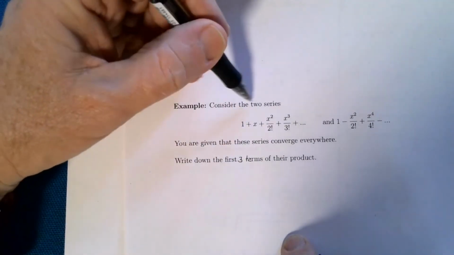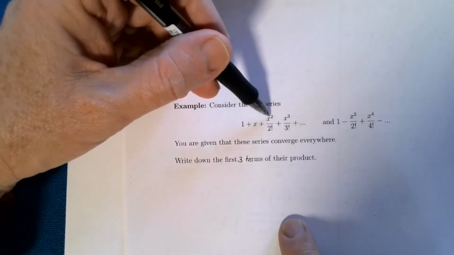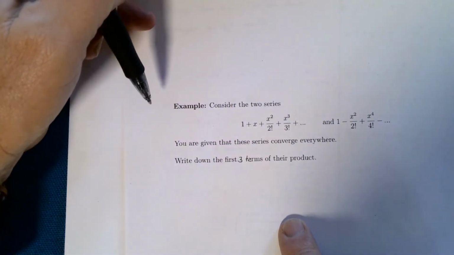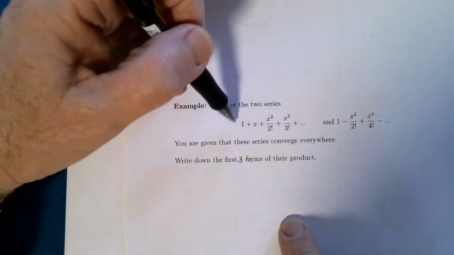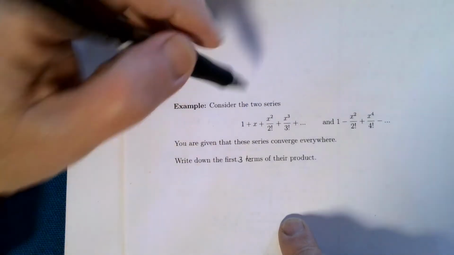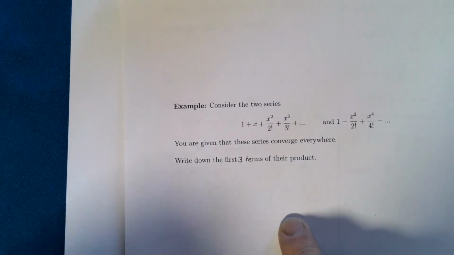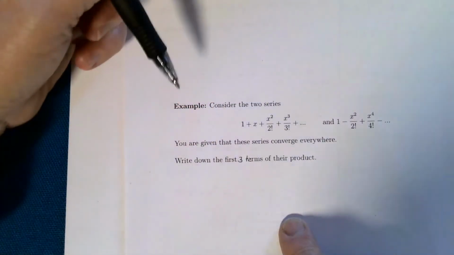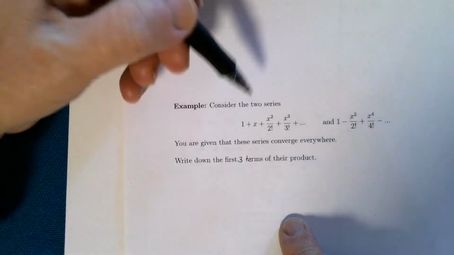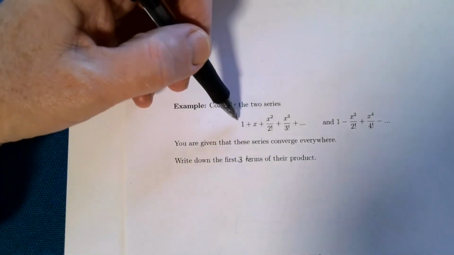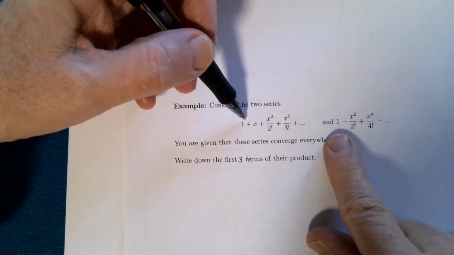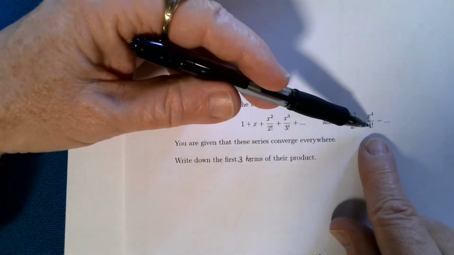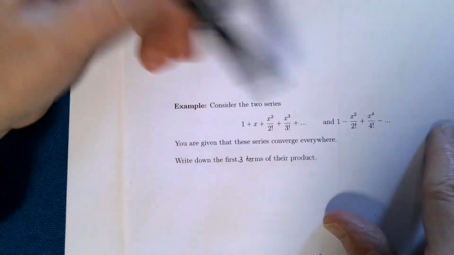So I'm going to consider the two series 1 plus x plus x squared on 2 factorial plus x cubed on 3 factorial. And if you think about it, this is that series we looked at a moment ago, which we proved converges for all x. If you put this in sigma notation, it's just the series we had a minute ago, converging for all x. And we've got another series here, 1 minus x squared on 2 factorial plus x to the 4th on 4 factorial minus, and so on.